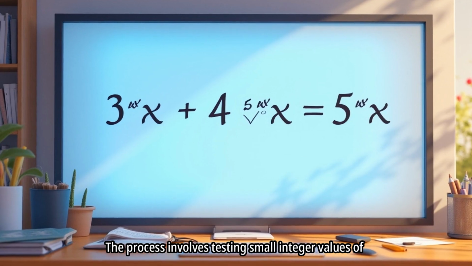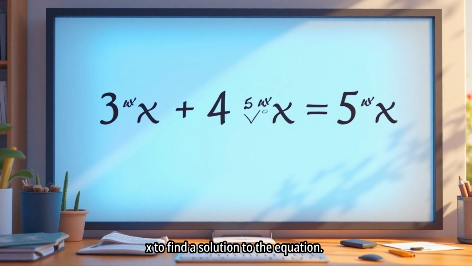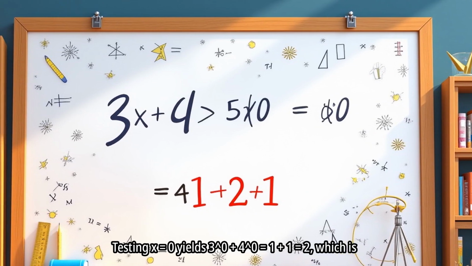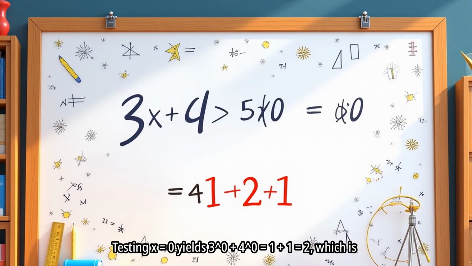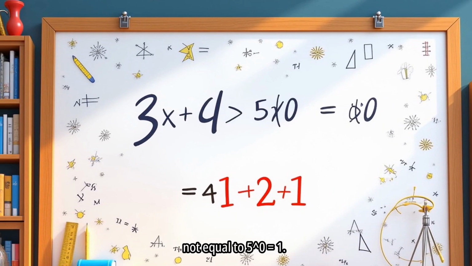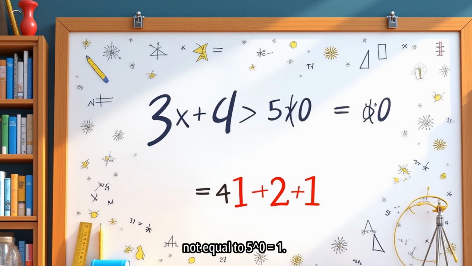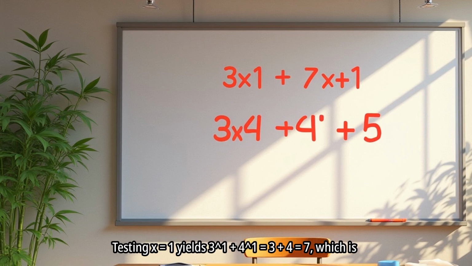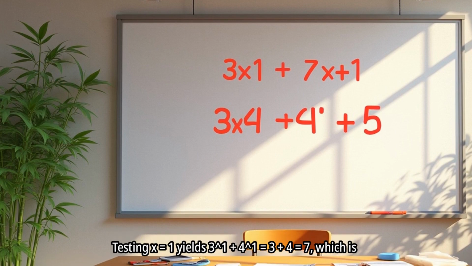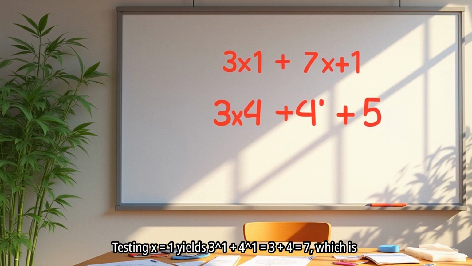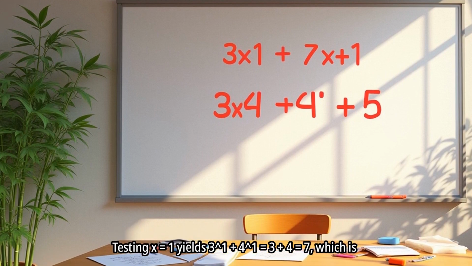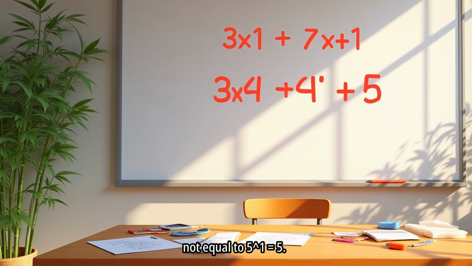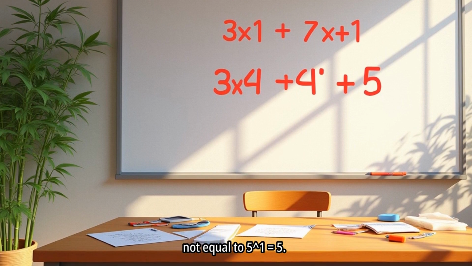The process involves testing small integer values of x to find a solution to the equation. Testing x equals 0 yields 3^0 + 4^0 = 1 + 1 = 2, which is not equal to 5^0 = 1. Testing x equals 1 yields 3^1 + 4^1 = 3 + 4 = 7, which is not equal to 5^1 = 5.